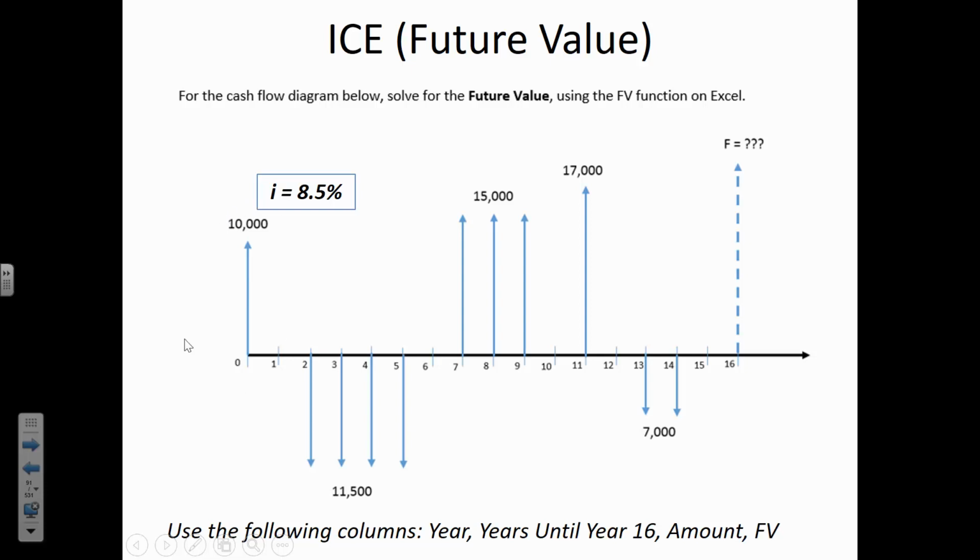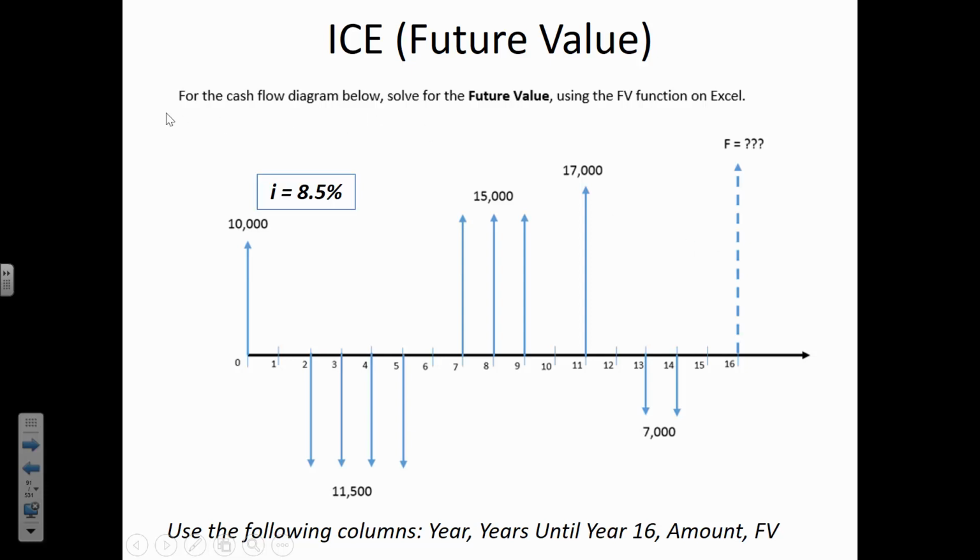All right, so this $10,000 at time 0. How many years does it need to compound in order to get to year 16? How many years away is it? It's 16 years. So we could count 1, 2, 3, but it's 16 years. So it's going to be earning 8.5% interest every year for 16 years to get to year 16. And so we wouldn't use 0 in the FV function. We'd use some other N.